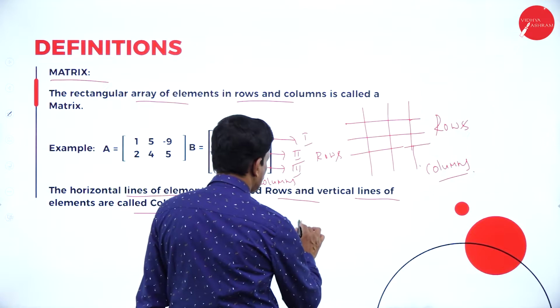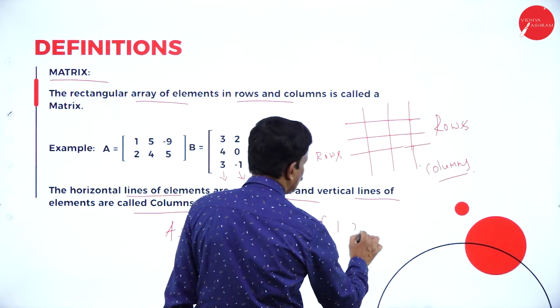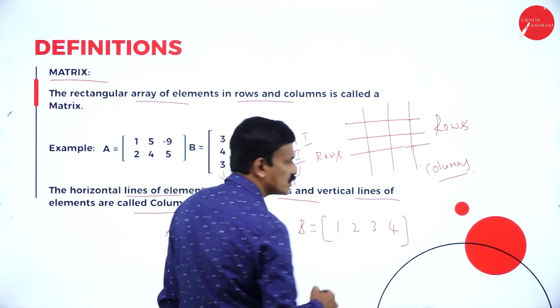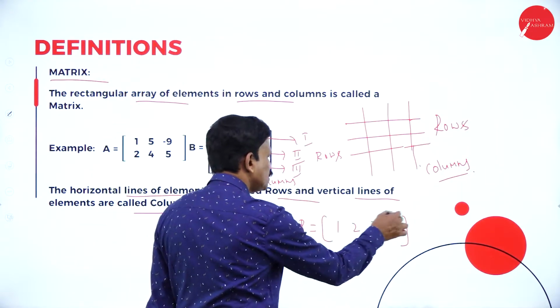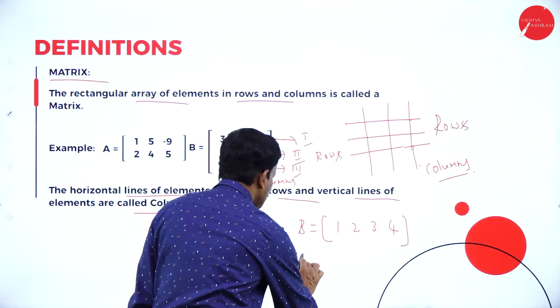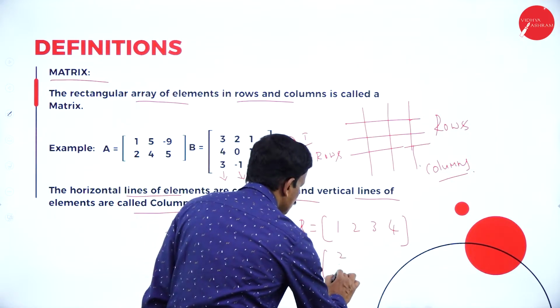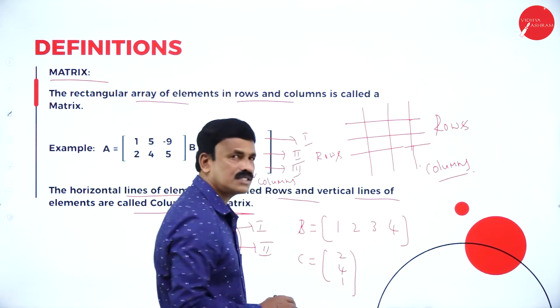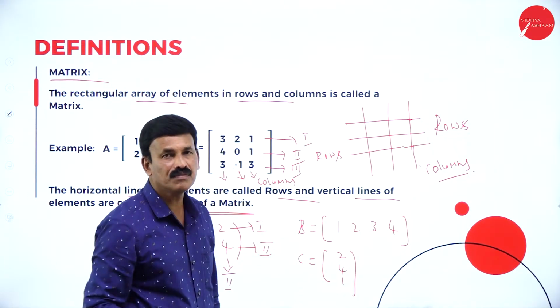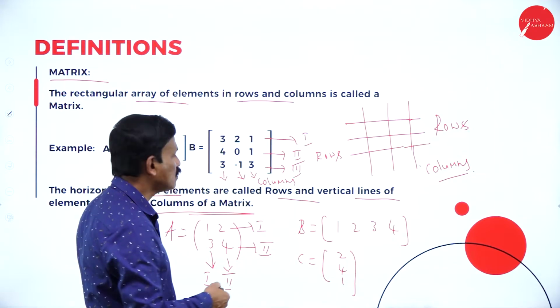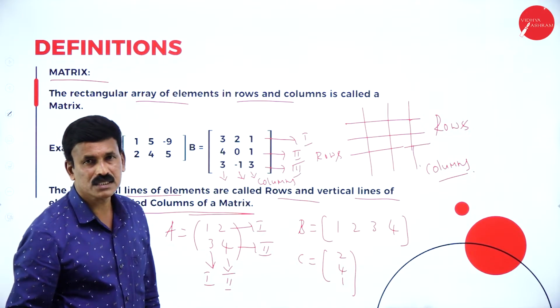One more example, let us take matrix B equal to 1, 2, 3, 4. This is also a matrix. This contains 1 row and 4 columns. Another matrix, let us write matrix C equal to 2, 4, 1. This is also a matrix which contains first row, second row, third row and one column. So, these are examples for matrices.